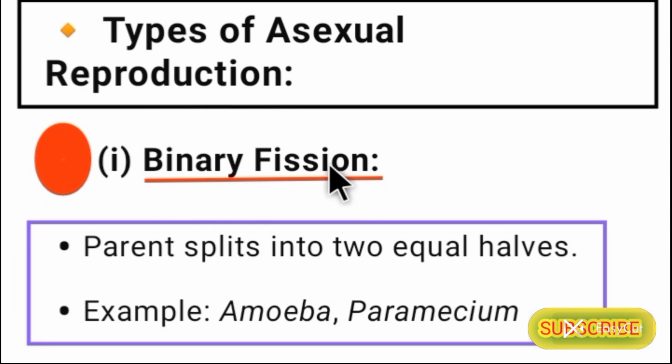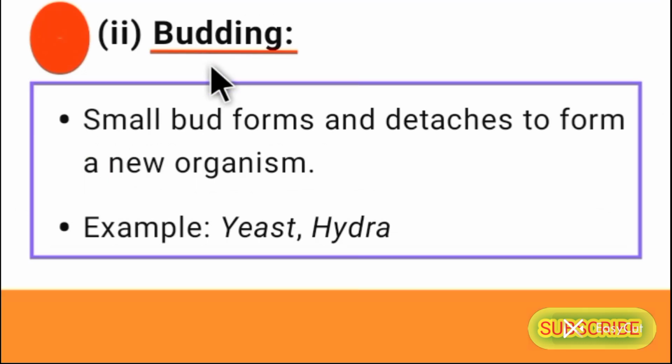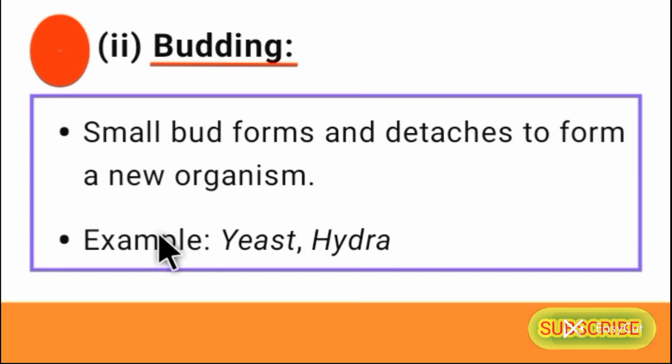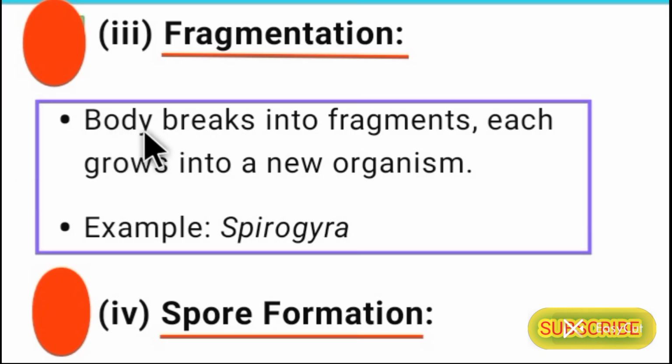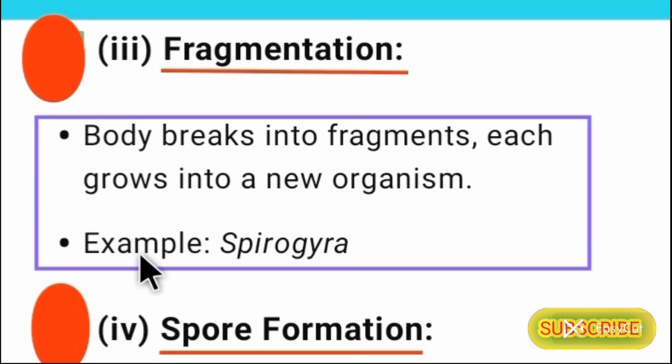Number 1, binary fission. In binary fission, parent splits into 2 equal halves. Example of binary fission, amoeba and paramecium. Number 2 is budding. In budding, a small bud forms and detaches to form a new organism. Examples of budding are yeast and hydra. Number 3 is fragmentation. In fragmentation, body breaks into fragments. Each grows to a new organism. Example of fragmentation is Spirogyra.